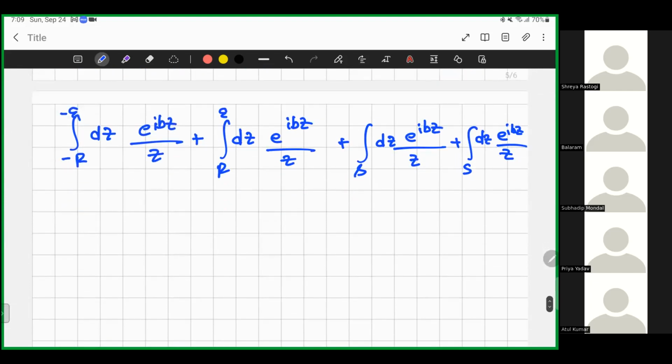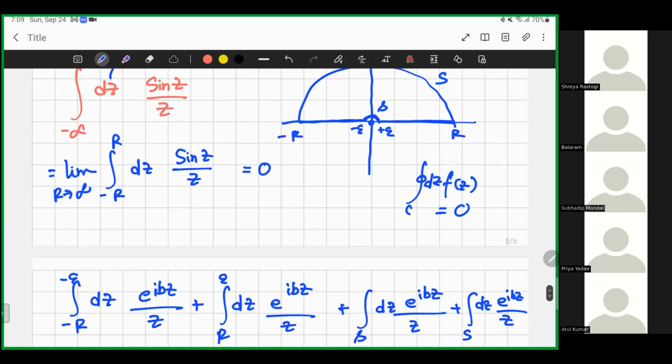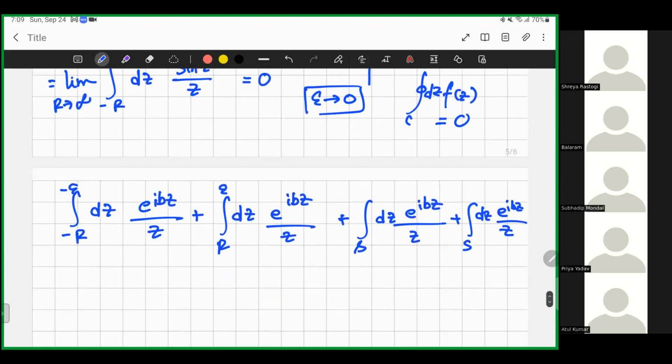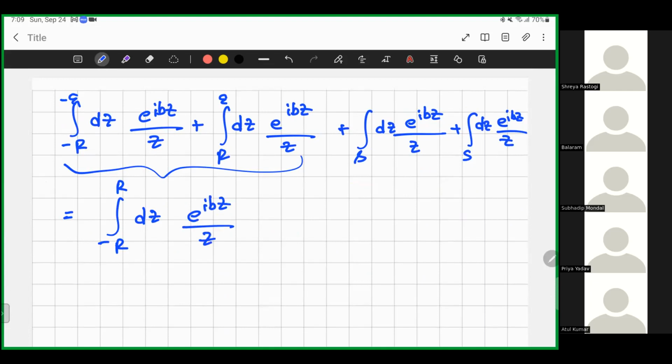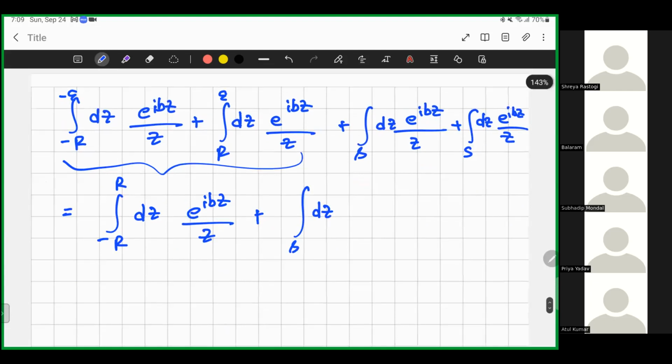Okay. So now if we choose this gap very narrow, that means we can take epsilon tends to 0. If epsilon tends to 0, in that case, these two integrals can be written as minus r to r dz e to the power i bz by z, because we are taking epsilon tends to 0. And in this part, we can write dz.